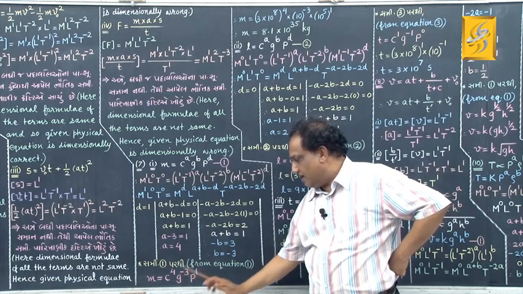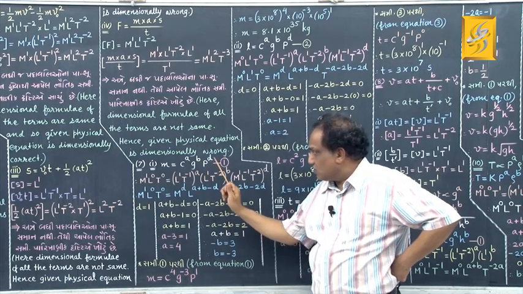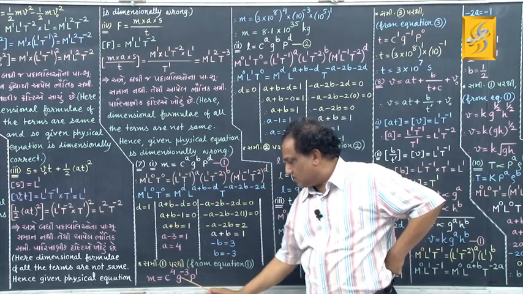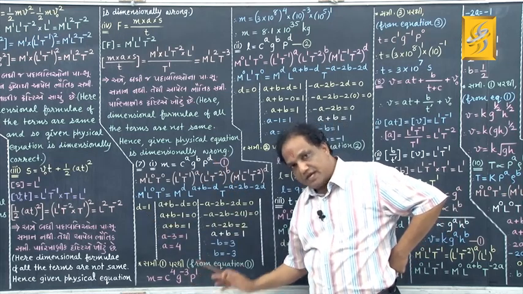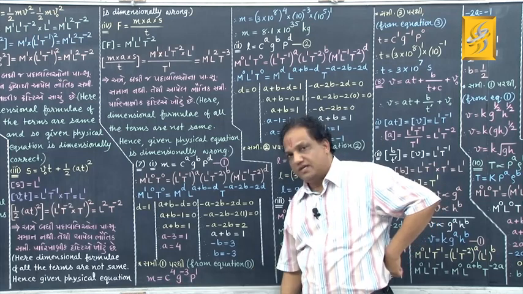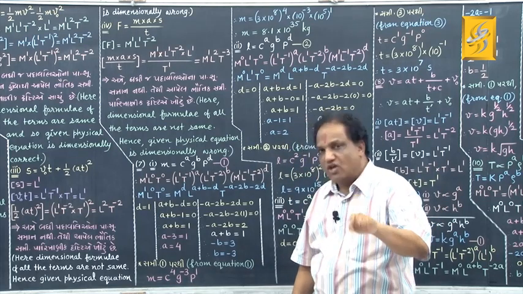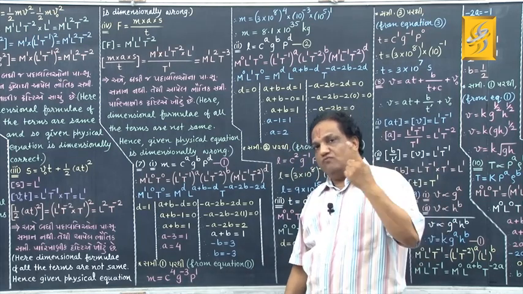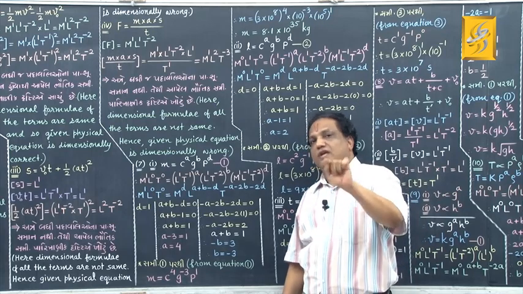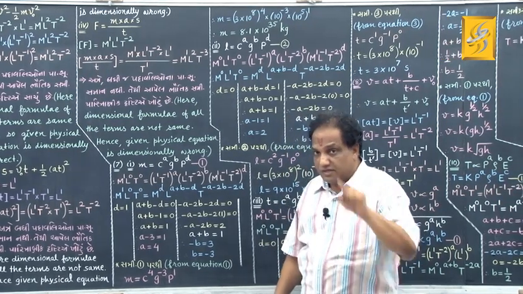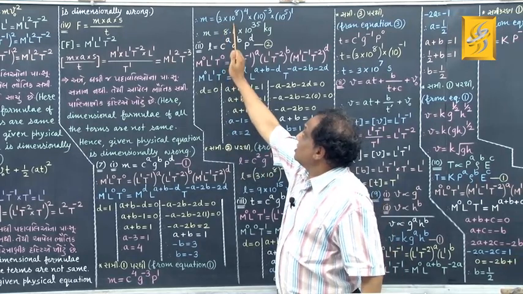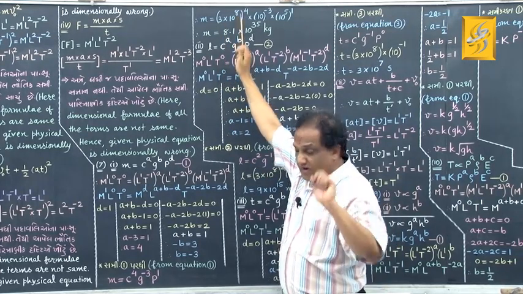Come on, G raised to B, B is minus 3. P raised to D, but D is 1. So P raised to 1, correct. And now tell me, what is C? It is given in the statement as the velocity of light in vacuum, whose value they have mentioned as 3 into 10 raised to 8 meter per second. The same value is written here, 3 into 10 raised to 8 meter per second. But don't forget this power.